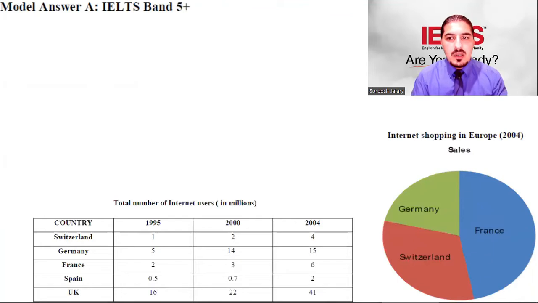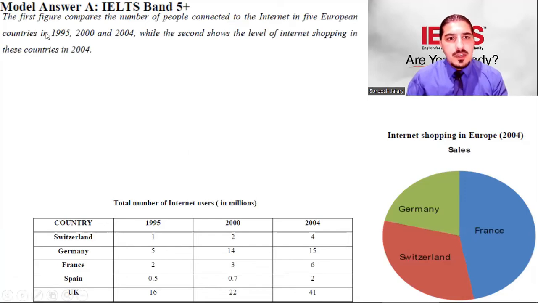Very nice. Okay, so here are the charts again. So we can check the charts as we read together. All right. The first figure compares the number of people connected to the internet in 5 European countries in 1995, 2000, and 2004, while the second shows the level of internet shopping in these countries in 2004. So what it did right now, it's rephrasing the task. Okay, it's good, but usually I wouldn't say that you should go for 3 sentences or anything, but fair enough. Loyal to the format again, that's what it means.